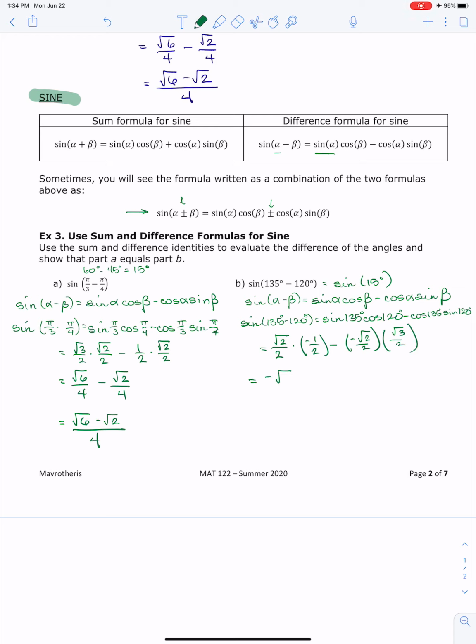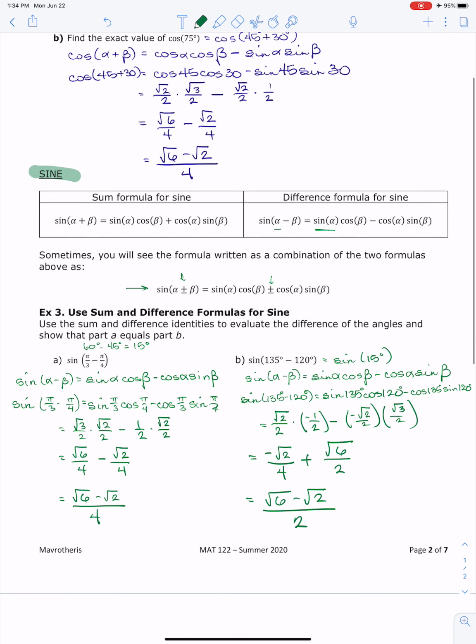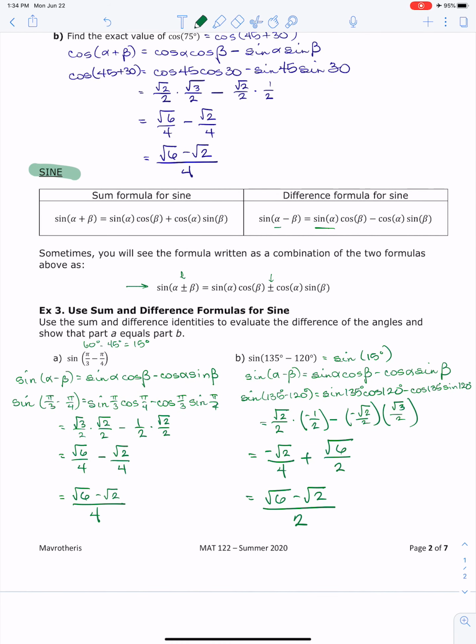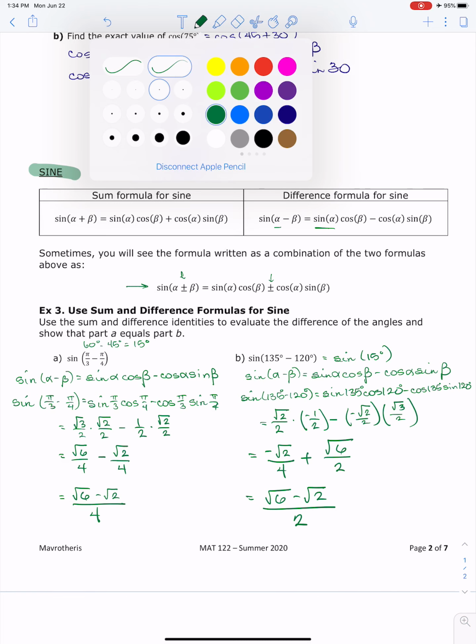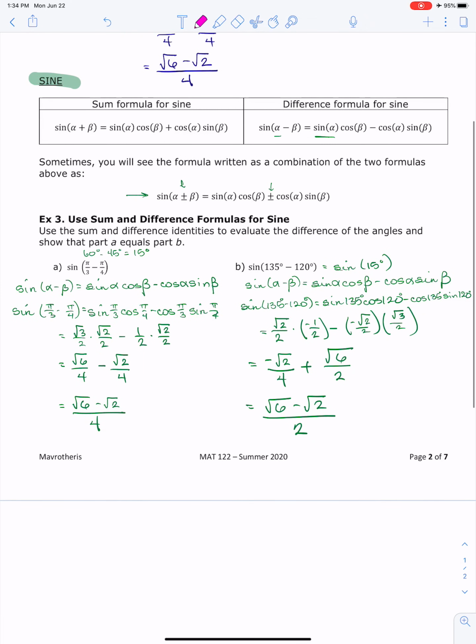And I'm going to multiply this out. Negative square root of 2 over 4 minus, I'm going to get a negative, so I'm going to make that a plus, square root of 6 over 4. And I get square root of 6 minus square root of 2 all over 4. Okay, exact same thing that we got in part A. Notice it's also the exact same thing that we got above, because cosine and sine are cofunctions, and 15 degrees and 75 degrees are complementary angles.